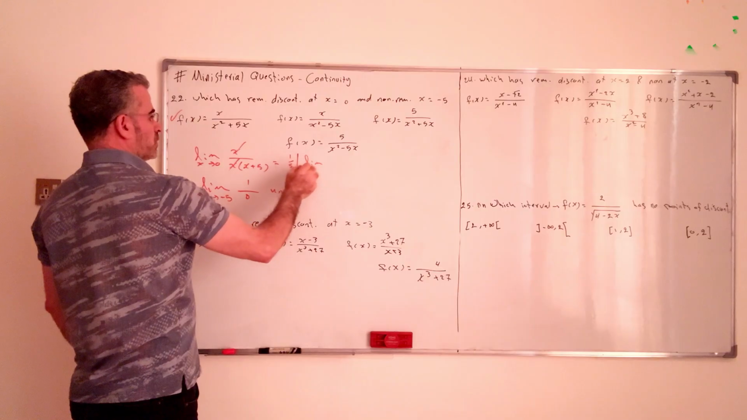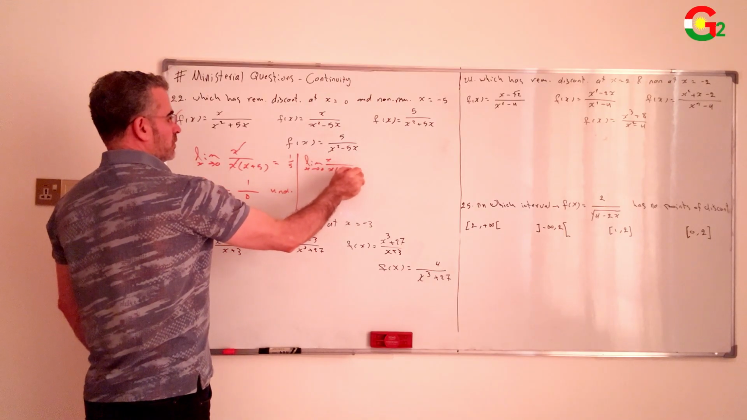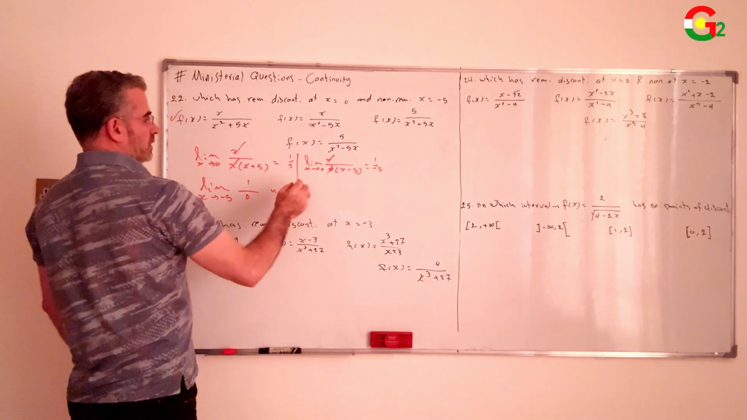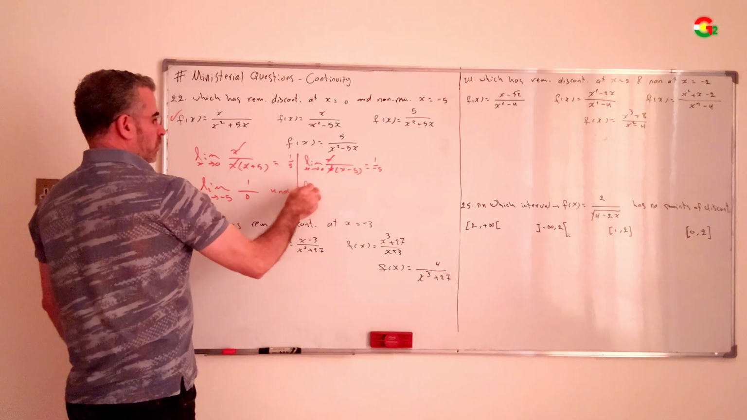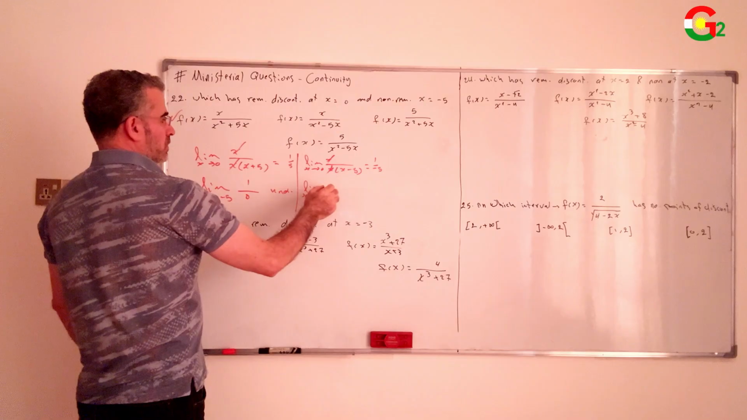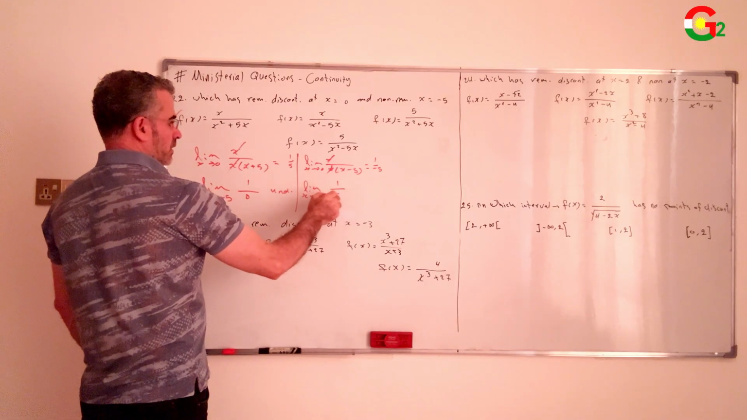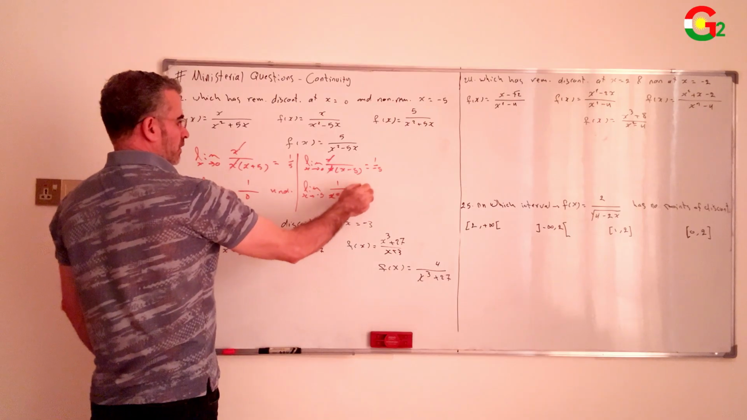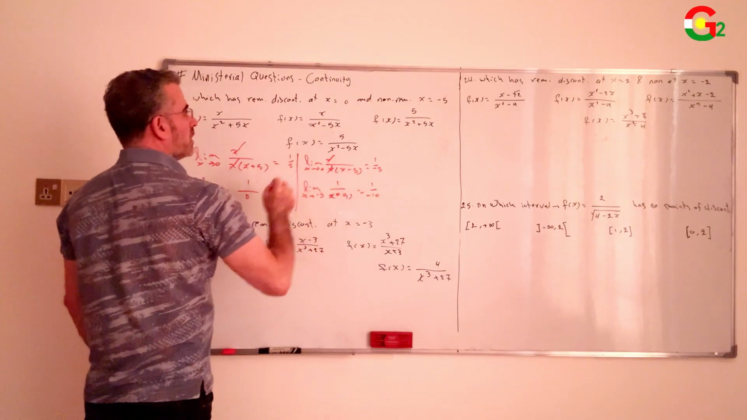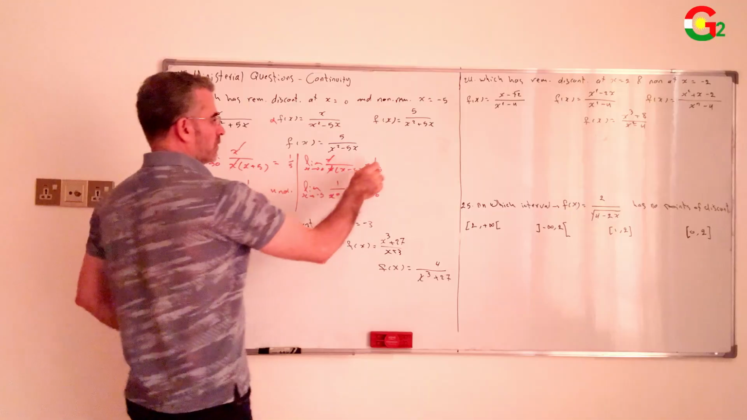When x approaches 0, this function has a removable discontinuity because the answer is 1 over negative 5. But when x approaches negative 5, the function also has x minus 5, and the answer is 1 over negative 10, so it also has a removable discontinuity. Therefore, this choice is wrong.